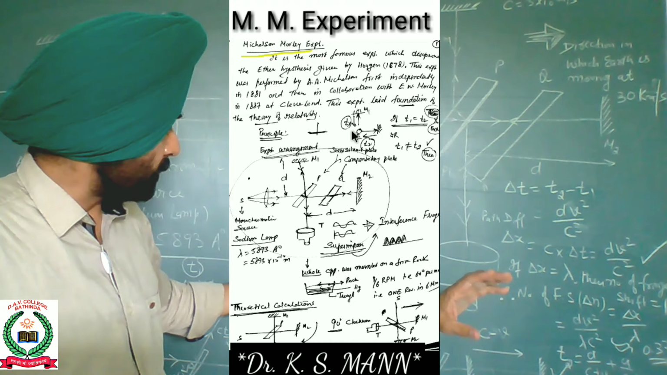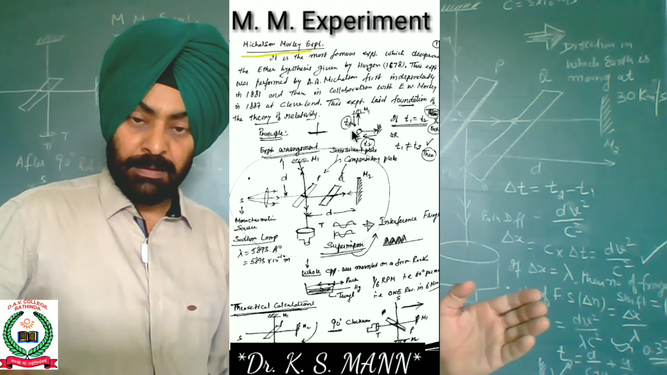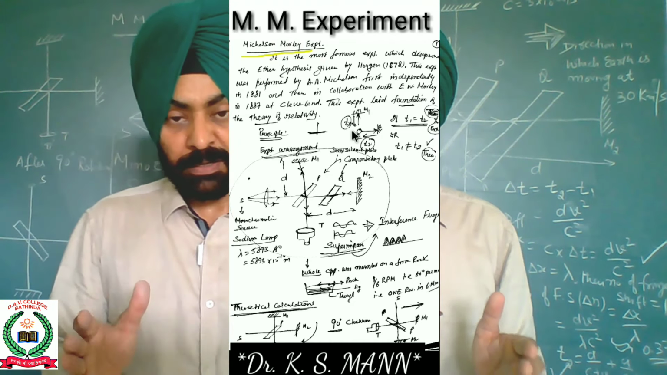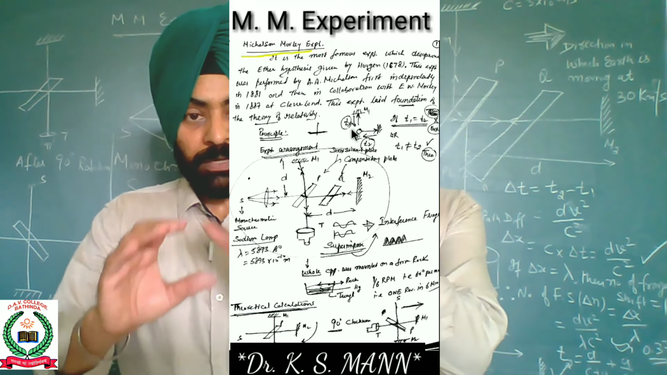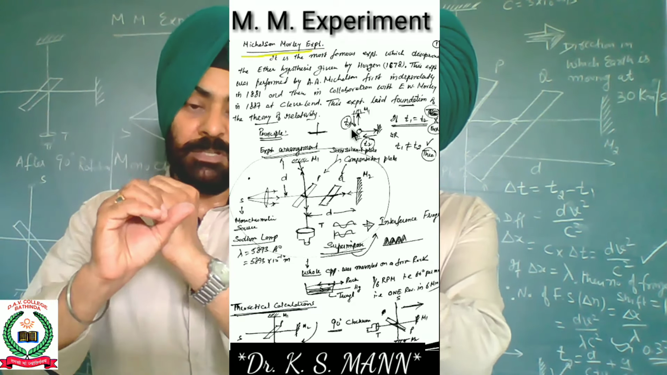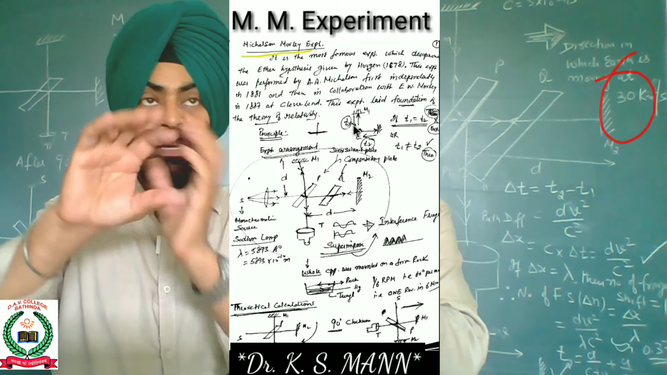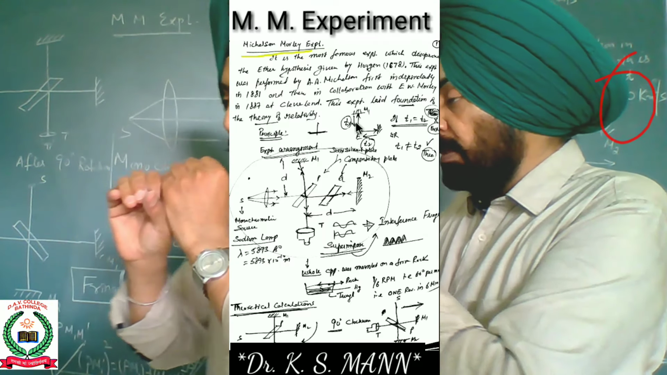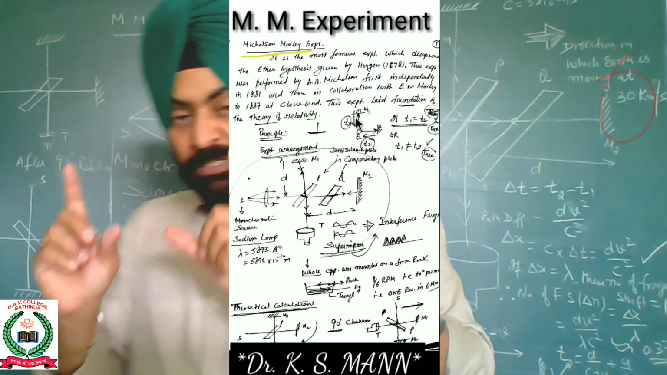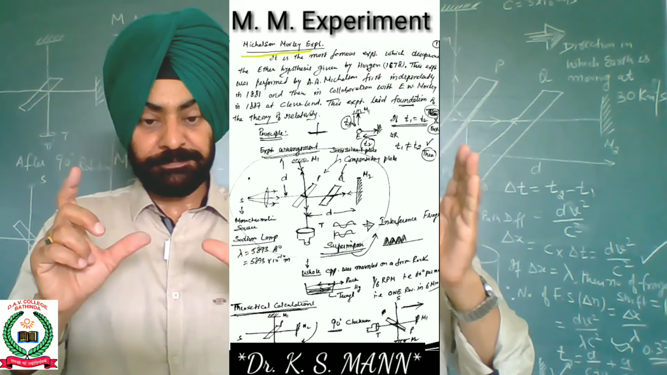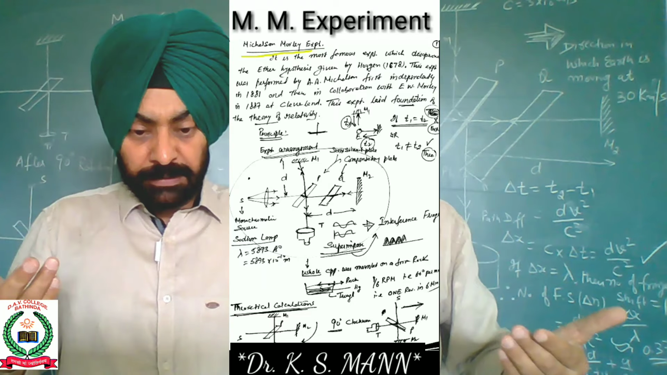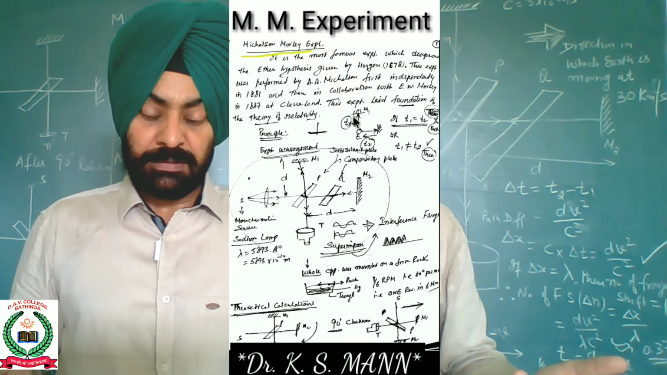The more interesting thing used in this experiment is that it has been established that Earth is moving around the sun with a linear speed of 30 kilometer per second, which is very high. That is why they used light, since the speed of light is approximately 10,000 times the speed of Earth.